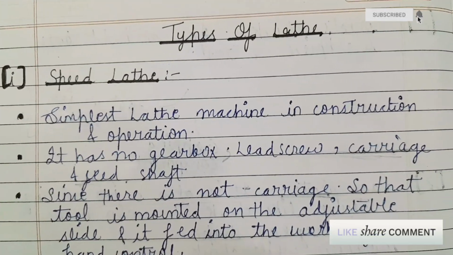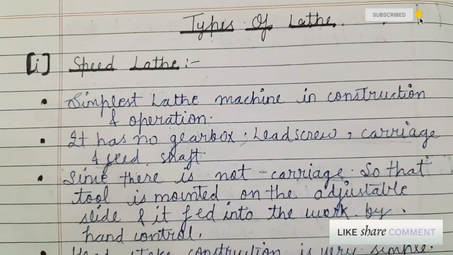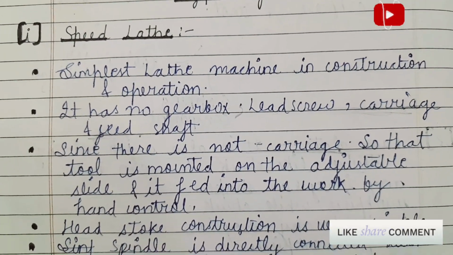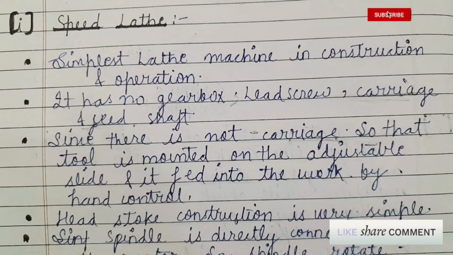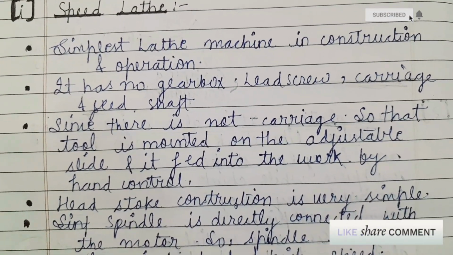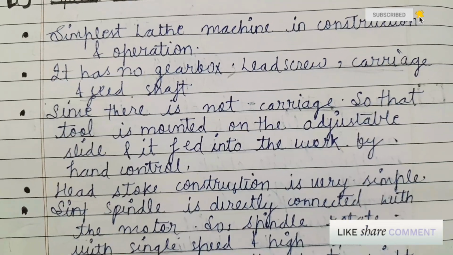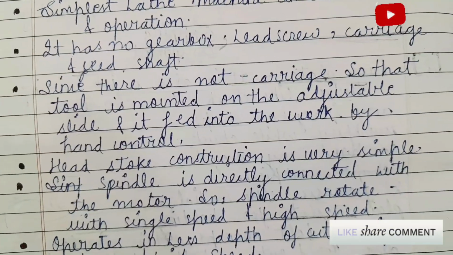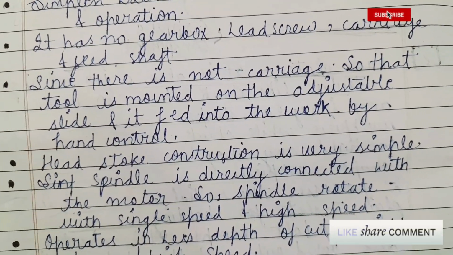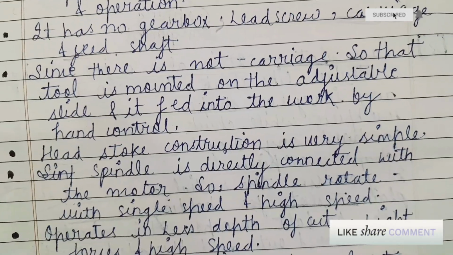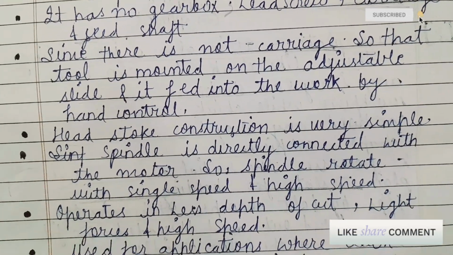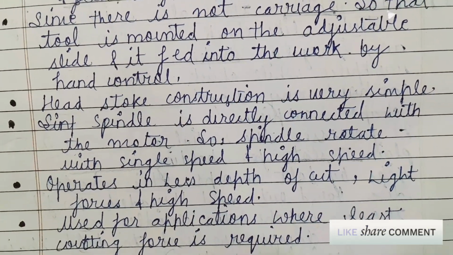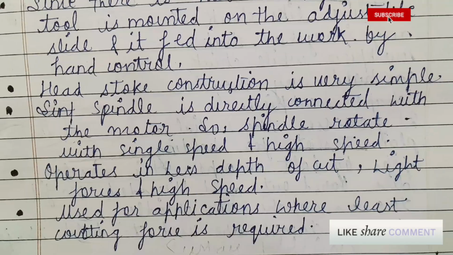Next our topic is types of lathe. First, speed lathe, the simplest lathe machine in construction and operation. It has no gearbox, lead screw, carriage and feed shaft. Since there is no carriage, the tool is mounted on an adjustable slide, and it can be fed into the work by hand control. Headstock construction is very simple. A spindle is directly connected with the motor, so the spindle rotates at a single, high speed. It operates with less depth of cut, light forces and high speed, and its applications are where least counting forces are required.